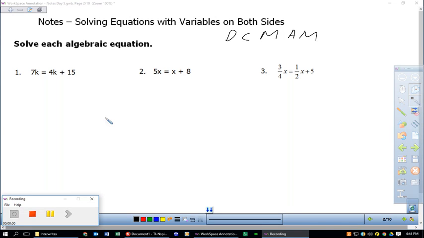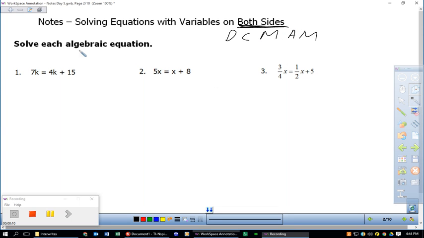We're solving equations with variables on both sides. This is the big thing. We're going to have variables on both sides. So we're going to continue to use this acronym, don't call me a monster. Distribute, if you can, combine like terms on the same sides, move variables, add, subtract, multiply, divide. Okay, this is the new one.